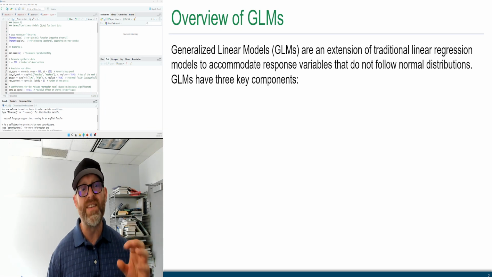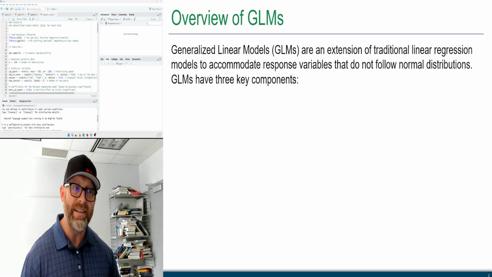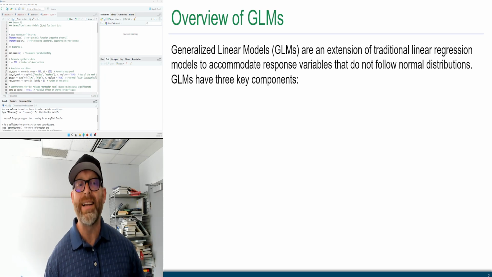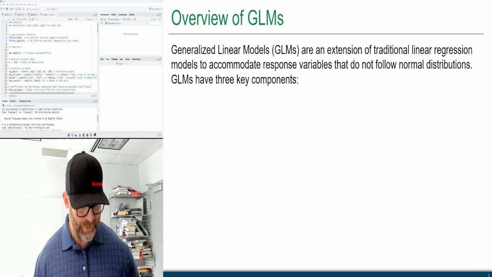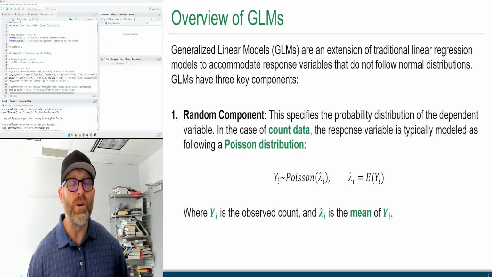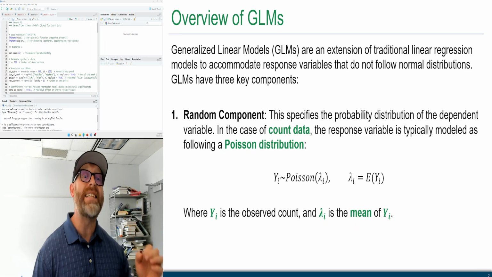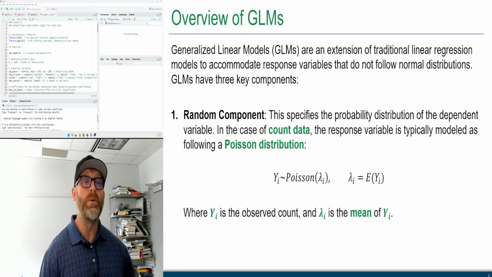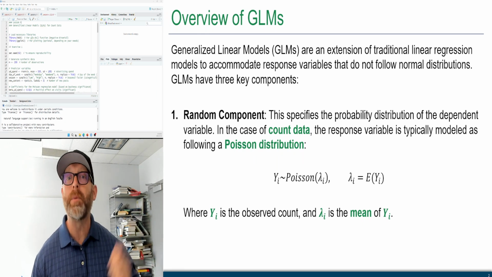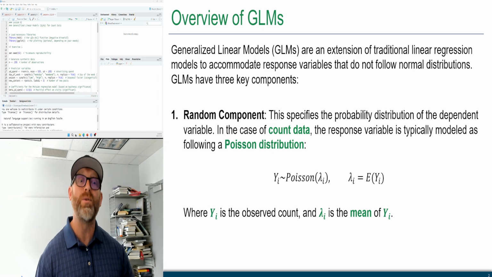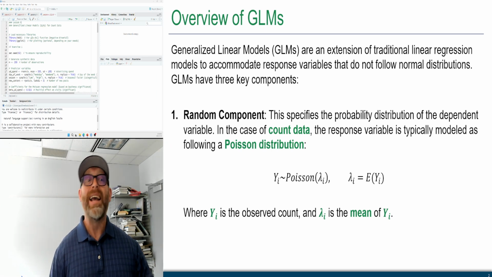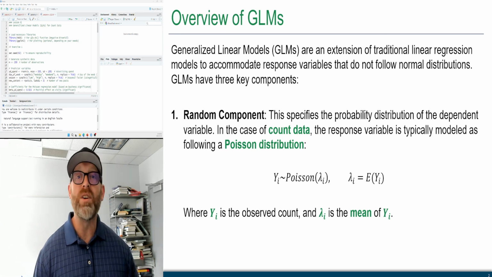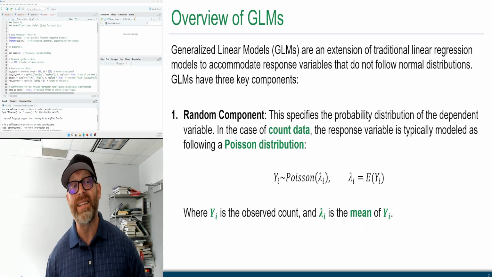A lot of this is very similar to what we've seen with traditional linear regression. Again, it's just going to have a slight twist to it. The first thing, same as before, is that there is a random component. When we were talking about traditional linear regression models, the response variable followed a normal distribution. This time, it's going to follow a Poisson distribution because we are dealing with count data.